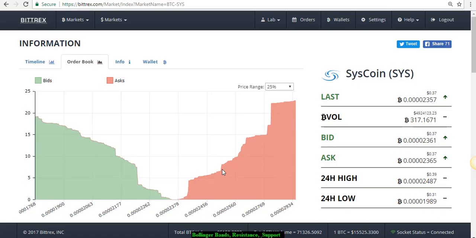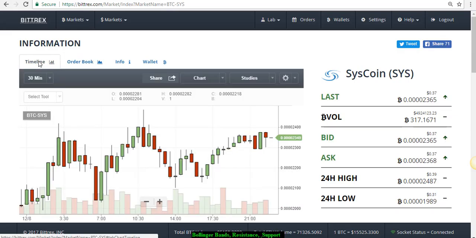And heck, if I've got a half a Bitcoin, if I have a tenth of a Bitcoin, that's going to be doing a little bit of good to my wallet. So that is, once again, green buyer support, red seller resistance. Now, another thing that we want to look at is Bollinger Bands.